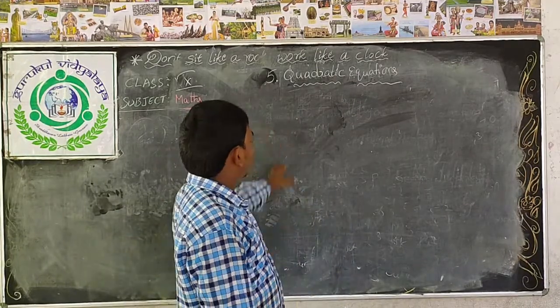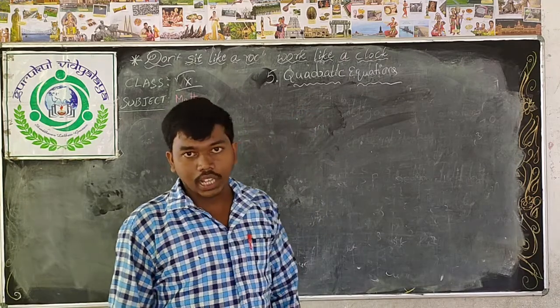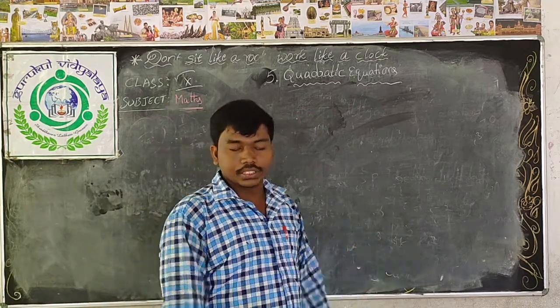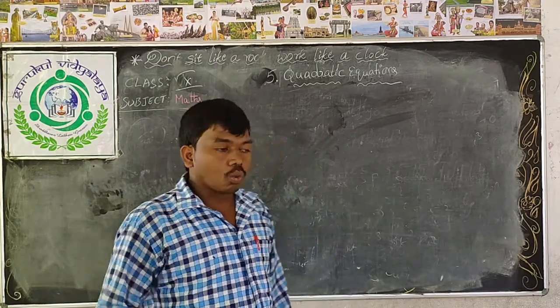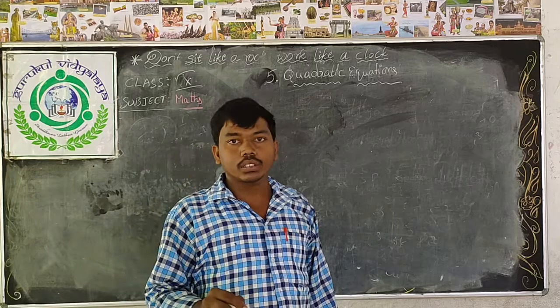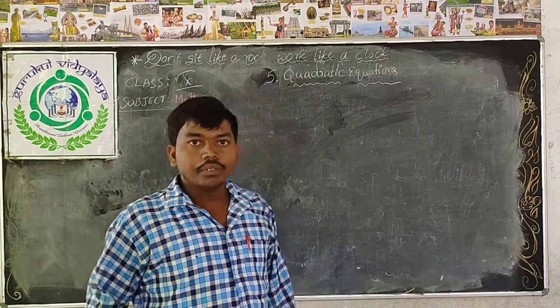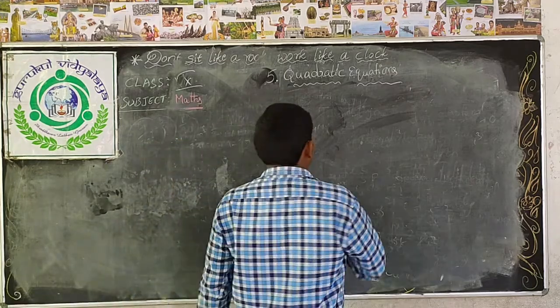Children, this is the chapter quadratic equation. I already introduced that chapter in the previous classes. What is the meaning of quadratic equation? How can you define it? It means the degree of an equation is 2.